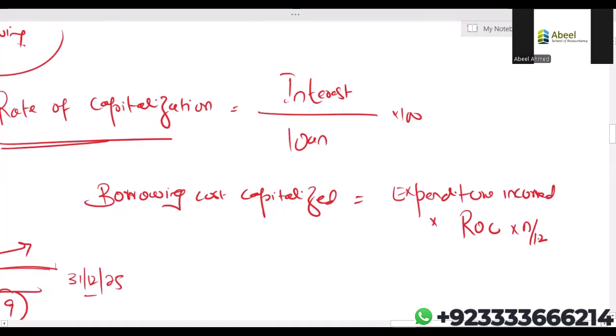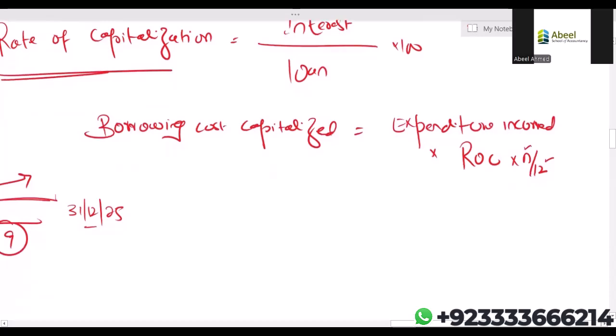For example, expenditure was incurred on 31st March. And let's say the asset was completed in December 2025. Loan was taken on 1st January 25. So in that case, I'll do 9 upon 12 will be capitalized. If a second expenditure was incurred on, let's say, 30th June 25, I'll take the expenditure incurred, n upon 12. Now this n will be 6 by 12.